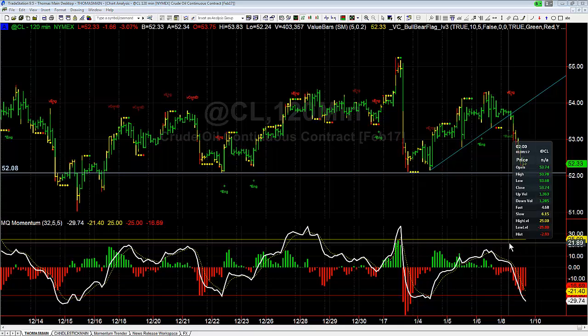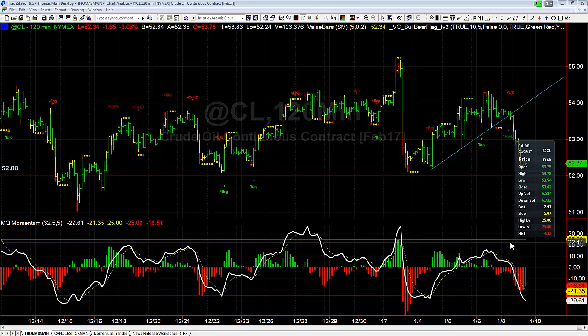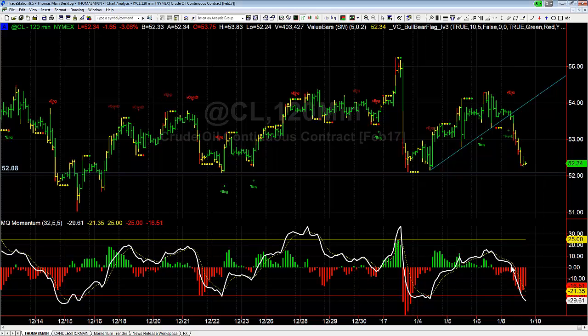Now, when we broke, look at what the momentum was doing at the time. You see how bearish the momentum was down here. On the MQ momentum, we had a nice inflection on the histograms. The indicator line was putting in lower highs and breaking to lower lows. So all things lining up, it ended up making this a really good short opportunity.